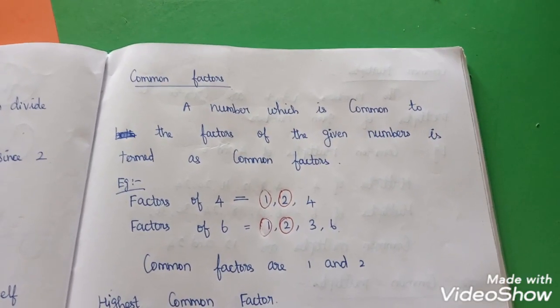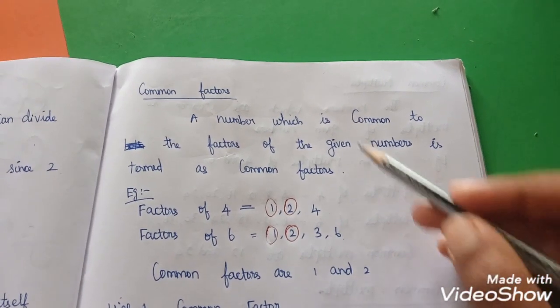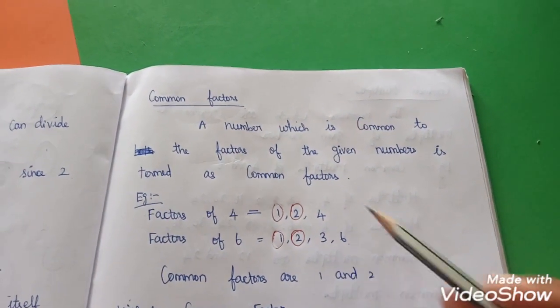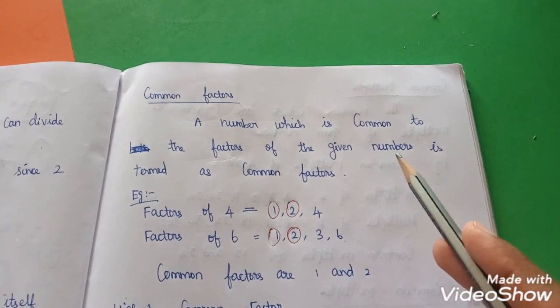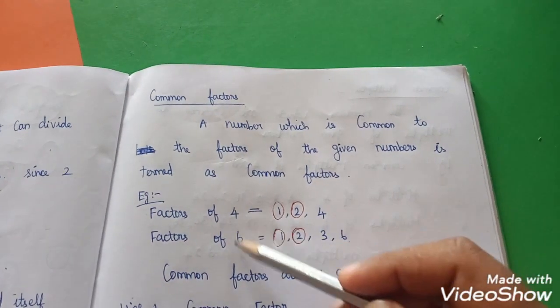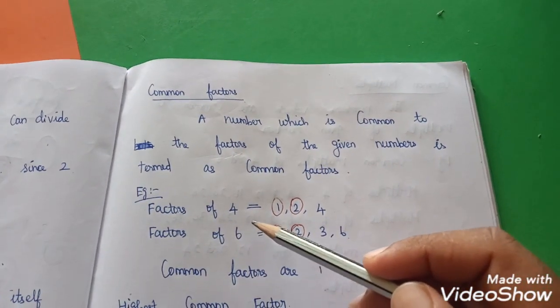Now we are going to see what is meant by common factors. Common factors is nothing but a number which is common to the factors of the given numbers. So for example, I have 2 numbers, 4 and 6. I want to find the common factors of them.